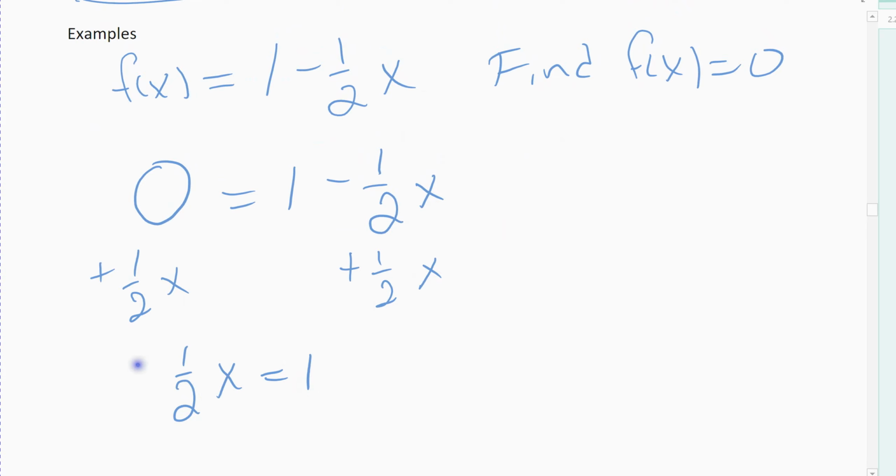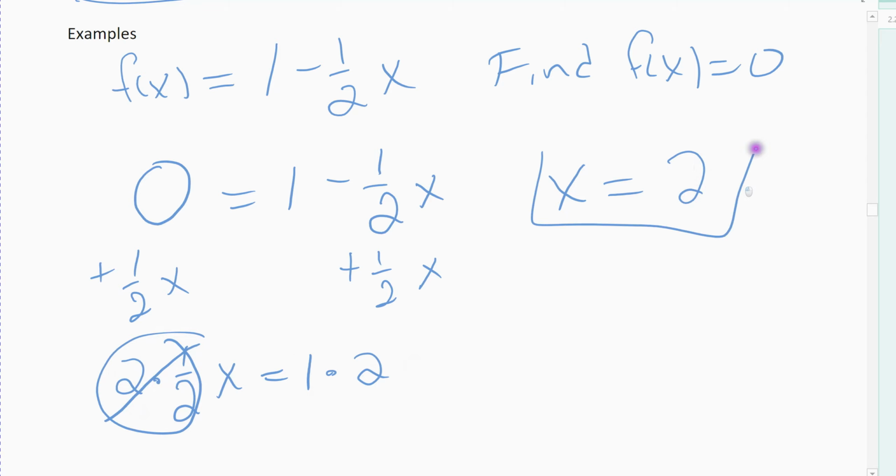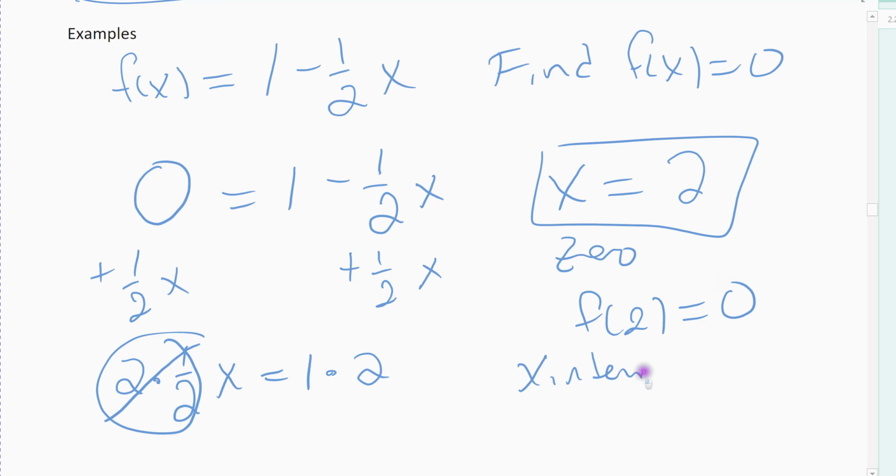I want to get rid of the half by multiplying by 2. Well, whatever I do to one side of my equation, I have to do the other. Again, those reduce, leave me with x. 1 times 2 gives me 2, and so there is my 0. When I take 2 and plug it in, I should get 0 out, and it does. If you plug 2 into that equation, you'll get 0 out. It's my x-intercept. It's where it crosses the x-axis.